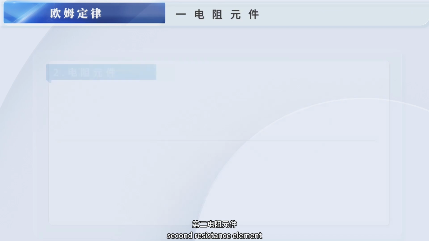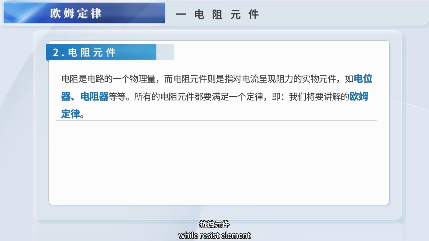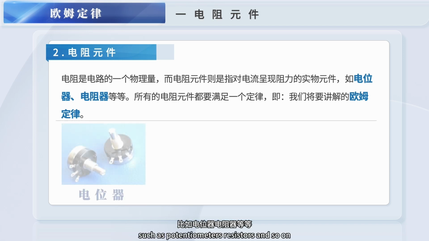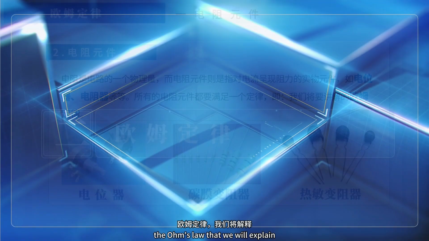Second, resistance elements. Resistance is a physical quantity of the circuit, while a resistance element refers to physical elements that present resistance to current, such as potentiometers, resistors, and so on. All resistance elements must satisfy a law, Ohm's law, that we will explain.